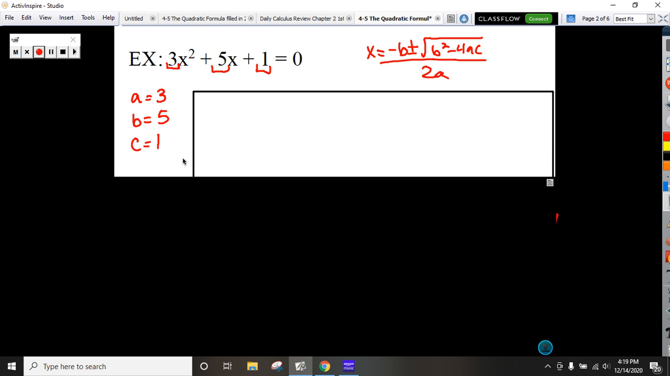Like I said, this example is fairly straightforward. They're all positive numbers to substitute in, so we don't have to worry about any negatives or positives except for the ones that are already in our formula. So let's go ahead and do our substitution step.